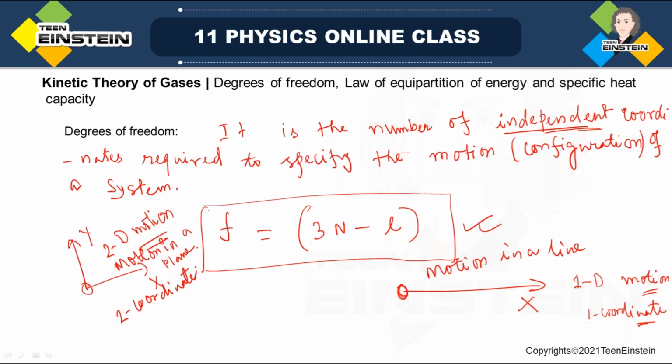So two coordinates you require, two independent coordinates. Independent means you cannot express y in terms of x. There is no way to express y in terms of x. This is what I mean to say. So x and y, you need two independent coordinates. Here you need only one independent coordinate, right?